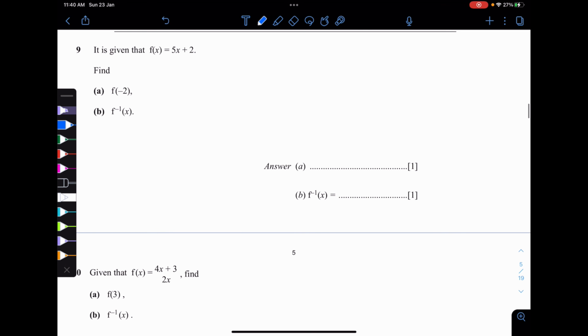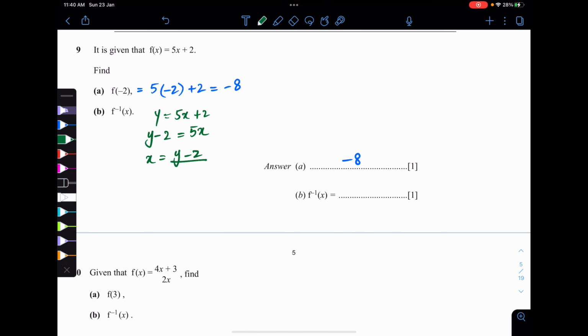All right, let's go to question number 9. Again, it's a very straightforward question. The first part is asking us to put -2 into the equation. So this is -10 plus 2, which is -8. For the inverse, again, go to the simple steps. Step number 1 is y is equal to 5x plus 2. y minus 2 is equal to 5x. And x is equal to y minus 2 over 5. And you're going to replace x with f inverse and y with x. So this is your final answer.